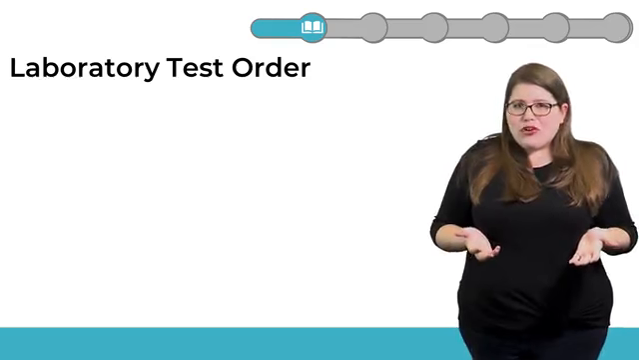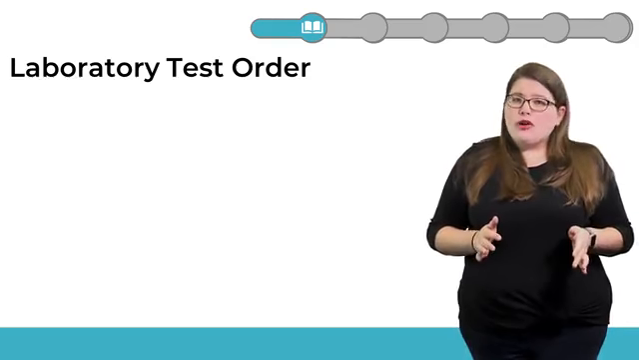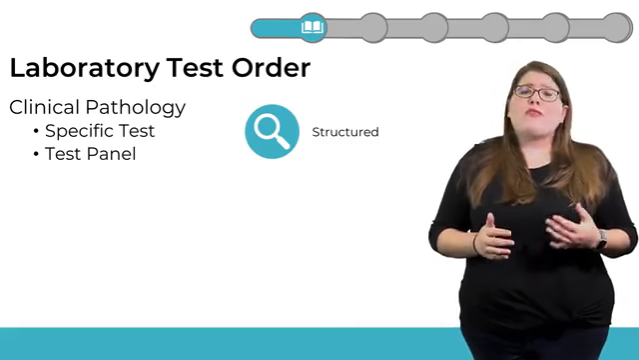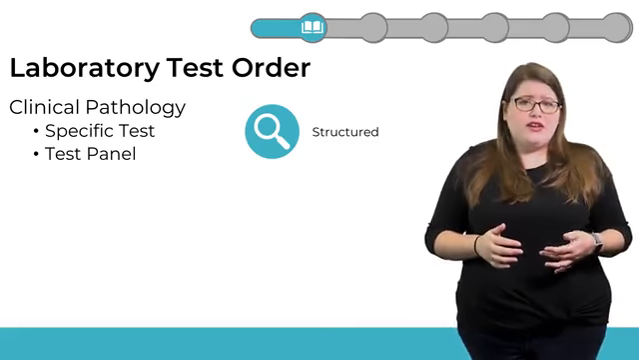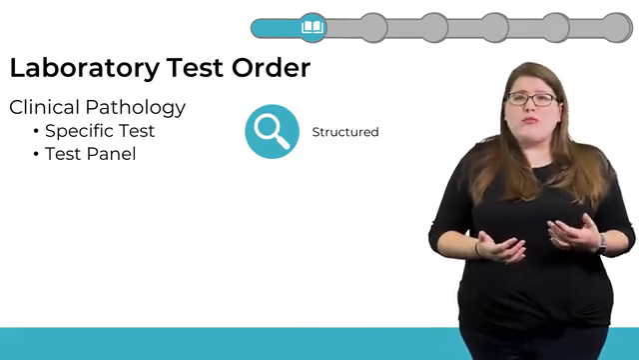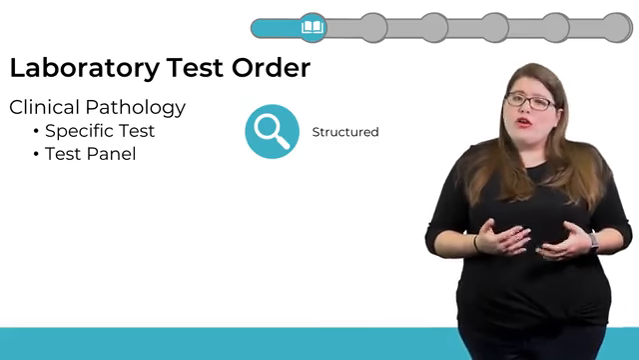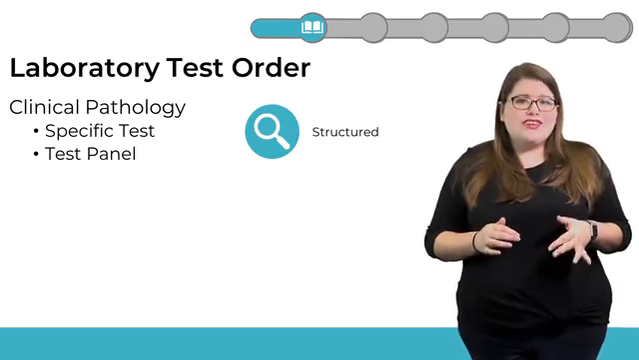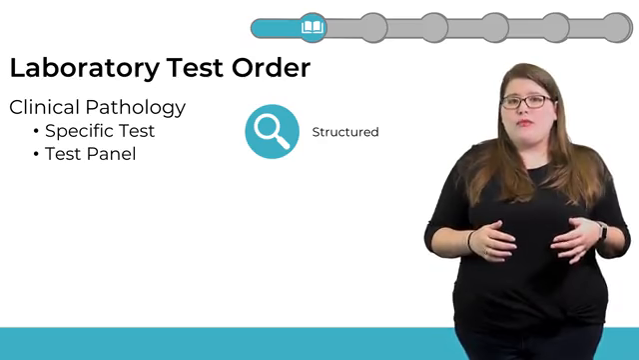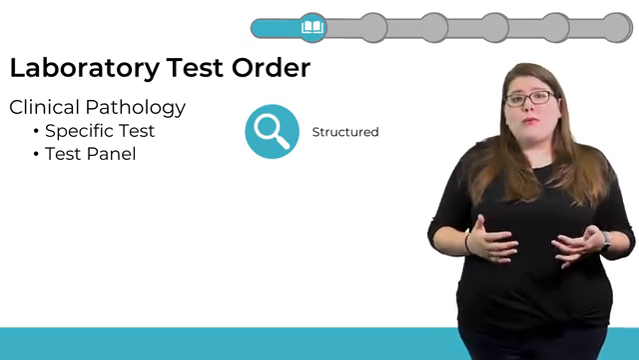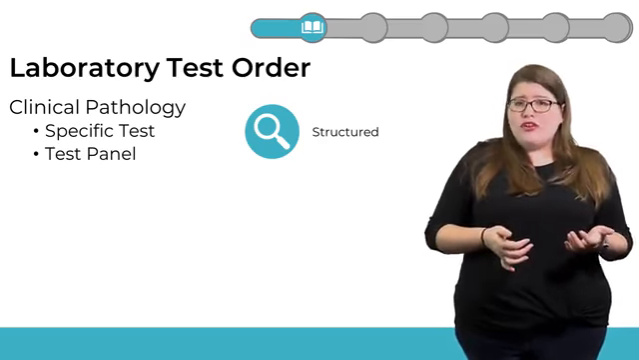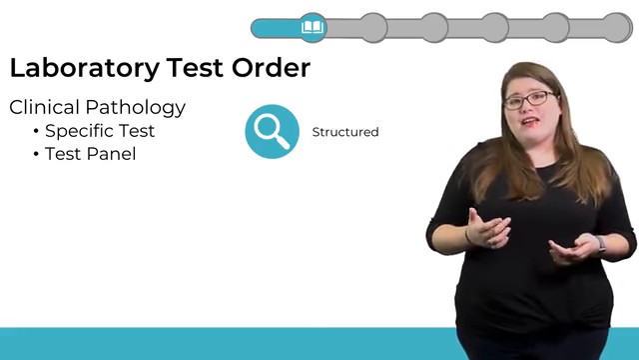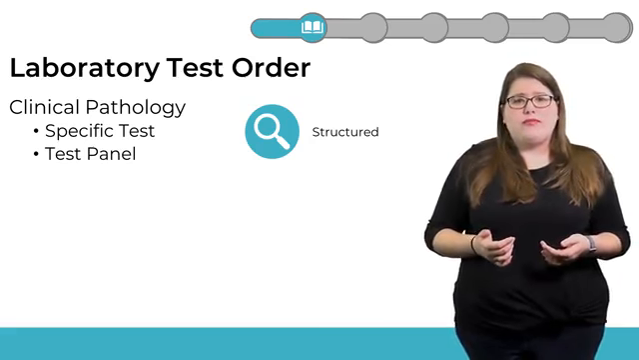So, what does a lab order actually look like? When ordering tests performed by clinical pathology, the provider typically requests the specific test they are interested in. For example, the level of sodium or potassium in the blood. Providers may also order a panel or a group of tests that are used together to assess a patient's health. Individual tests may be present on multiple panels. For example, sodium and potassium levels are tested in both basic and complex metabolic panels.